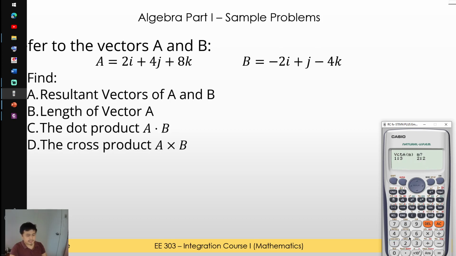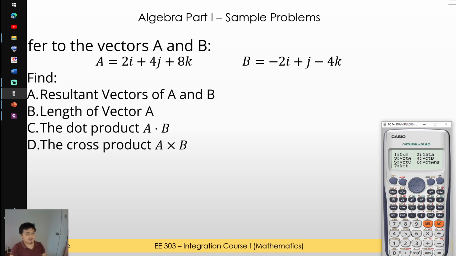So we have vector A, so the dimension is 3, since we have 3 directions. So input vector A: 2, 4, and 8. Okay, and then for vector B, we have -2, 1, and -4. Then AC, shift matrix, and then we have to find the resultant. So how do we find the resultant?